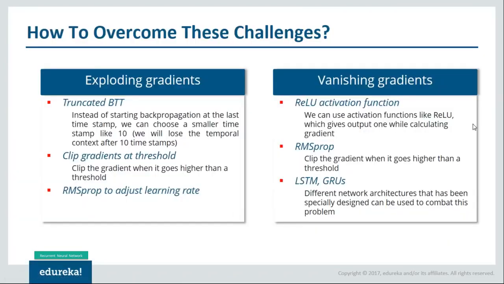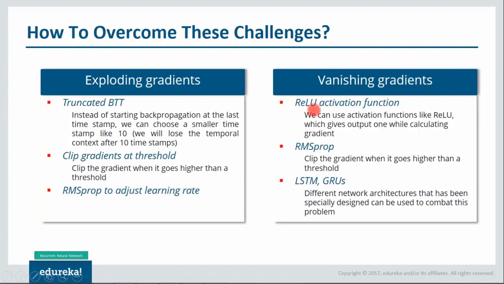Now exploding gradients can be solved with the help of truncated BPTT, backpropagation through time. So instead of starting backpropagation at the last timestamp, we can choose a smaller timestamp like 10. Or we can clip the gradients at a threshold. So there can be a threshold value where we can clip the gradients. And we can adjust the learning rate as well.